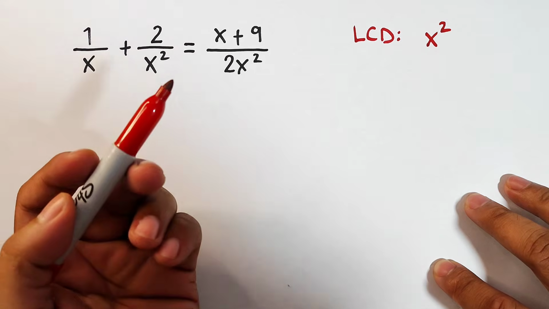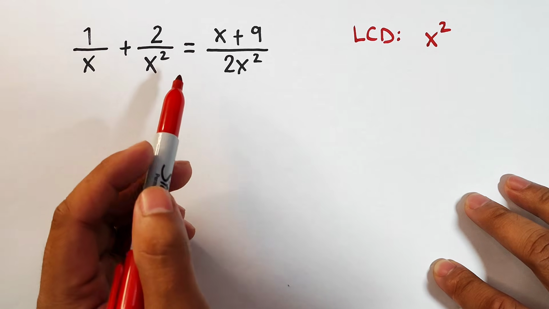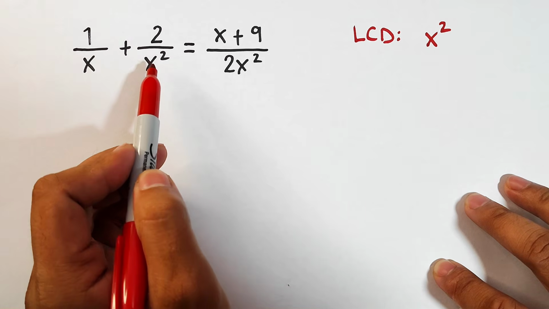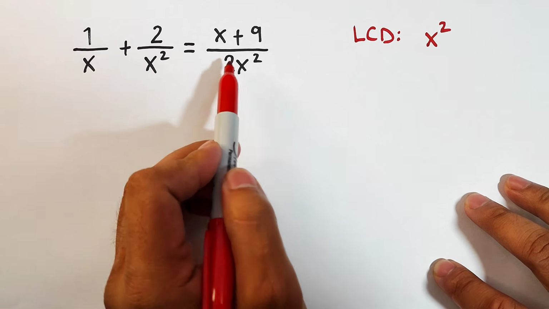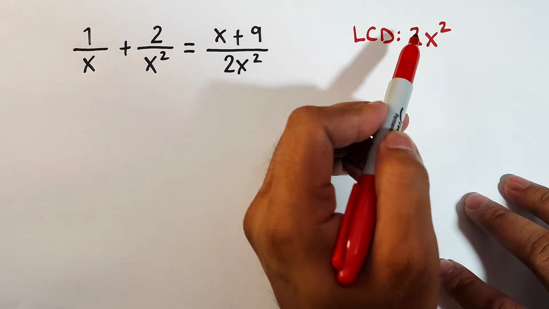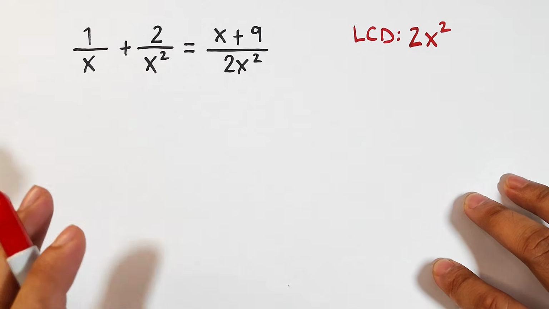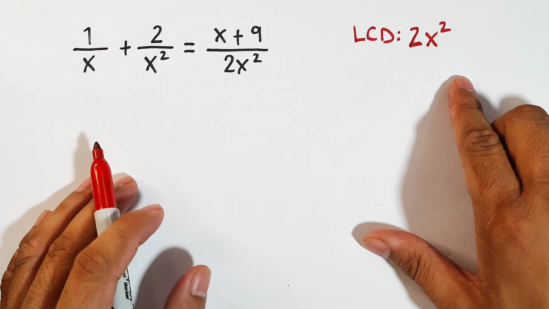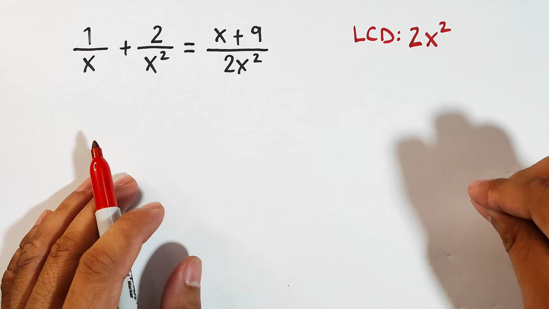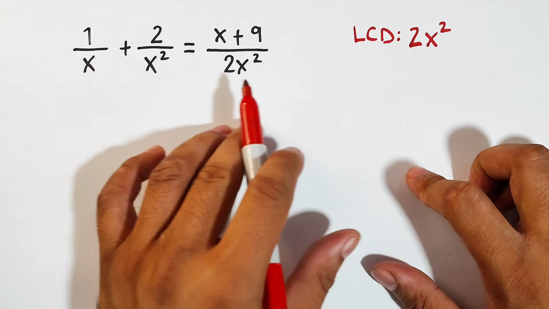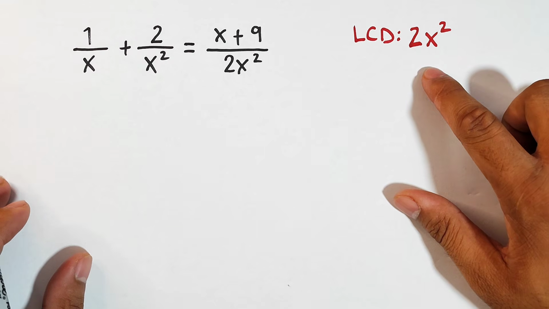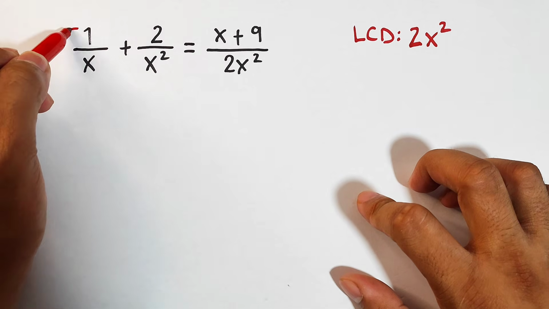Next is the coefficient. Here we don't have a coefficient, it is only 1. Also here, but here we have 2. So we will copy 2. Therefore, the LCD of this entire equation is simply 2x squared. After identifying the LCD, we need to multiply the whole equation by 2x squared. And it goes like this.